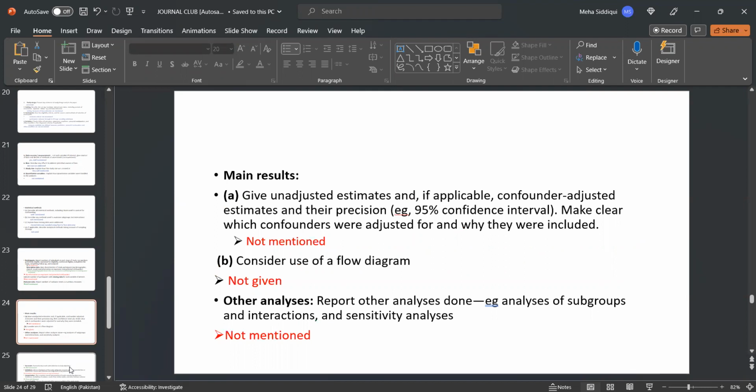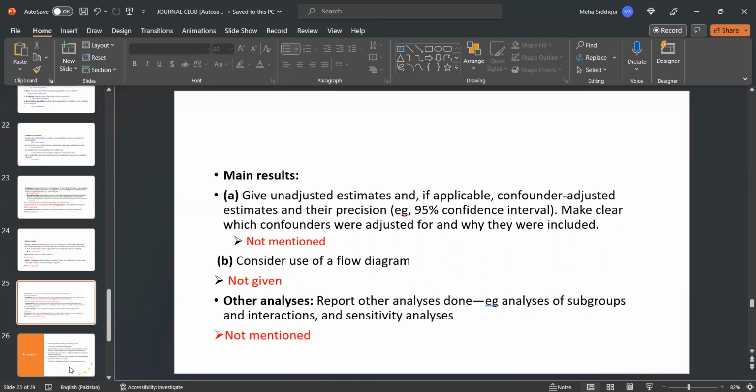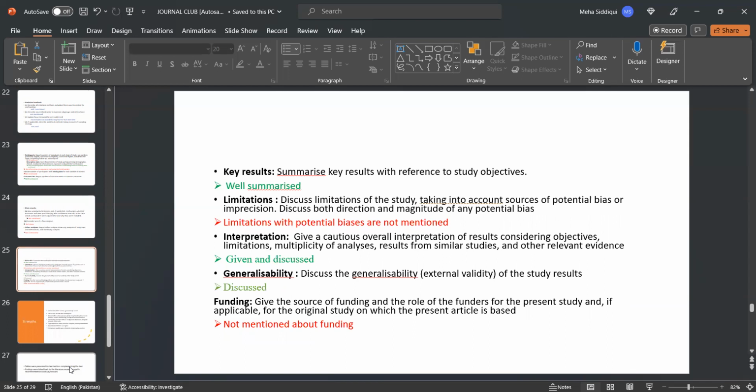There is no use of a flow diagram, and other analyses like analysis of subgroups and interactions are not mentioned. Key results, summarize key results with reference to study objectives. Yes, well summarized. Limitations with potential biases are not mentioned.